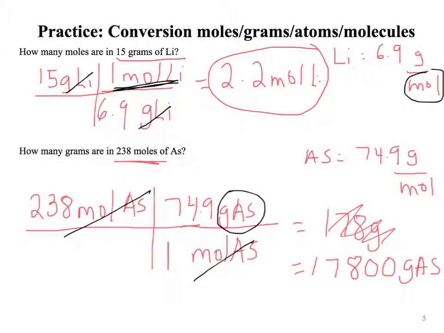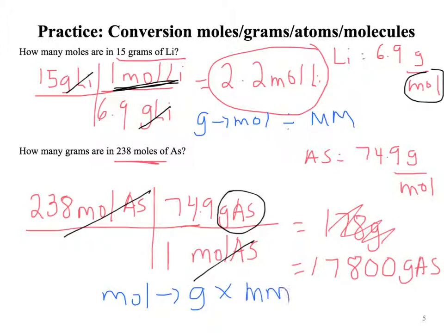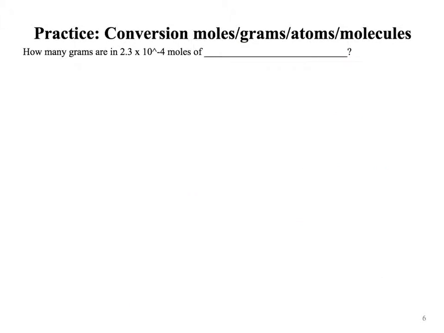So what I want to end off with is that if you're going from grams to moles, you're going to divide by the molar mass. And if you're going from moles to grams, you're going to multiply by the molar mass. So more practice. It says, how many grams are in 2.3 times 10 to the negative 4 moles of calcium phosphate?